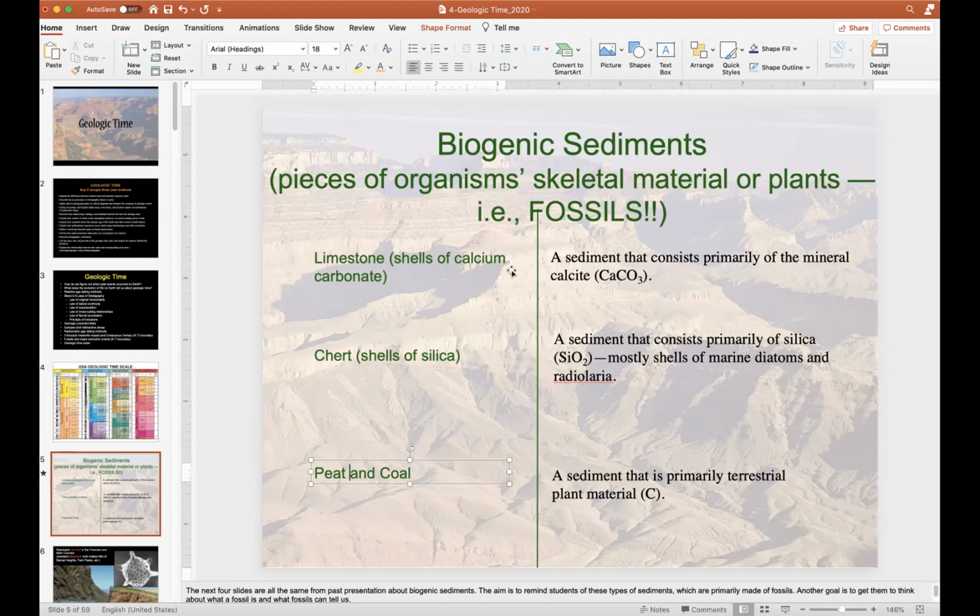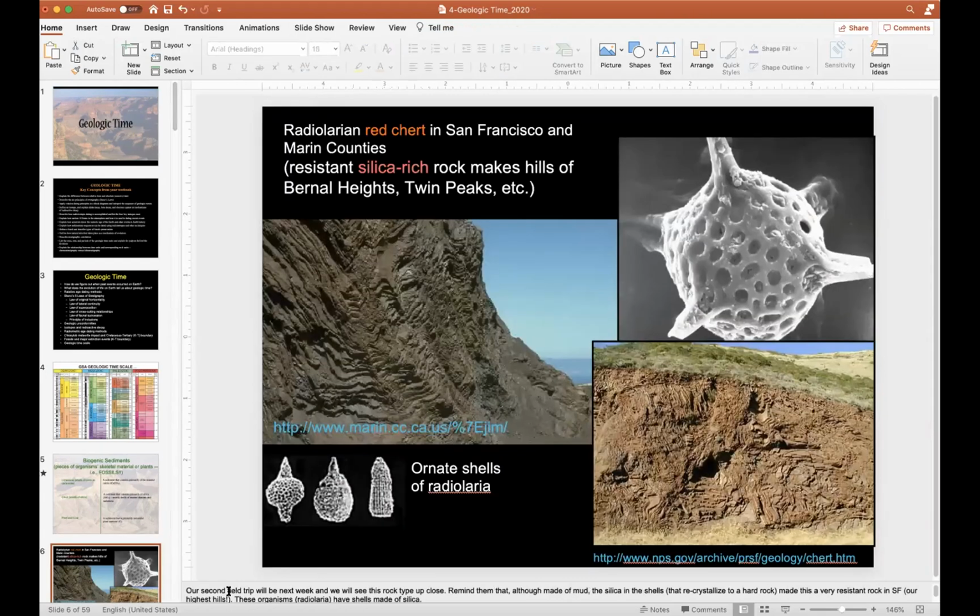Okay, so some of those sediments are primarily made up of the skeletal material or the biogenic material. And these are some examples. And like I said, I'll show you the pictures later. Well, the chert comes up right now. Okay, so these are these red chert layers that are up across the Golden Gate.